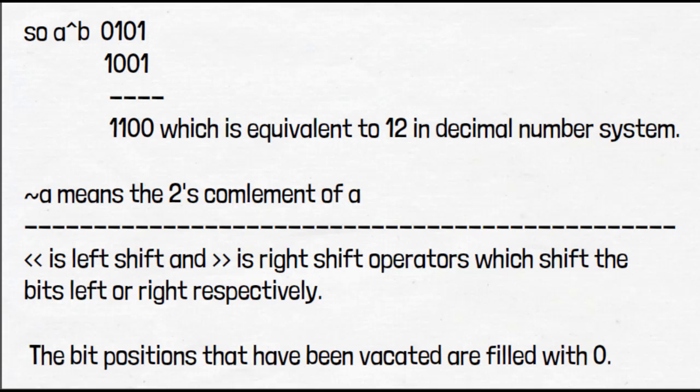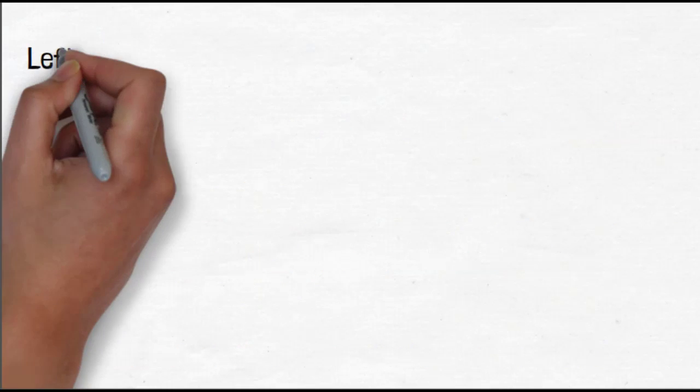Left shift operator shifts all bits towards left by a certain number of specified bits. Whereas right shift operator shifts all bits towards right by a certain number of specified bits. The bit positions that have been vacated by the left shift or right shift operators are filled with 0. Left shift by 0 returns the same number.